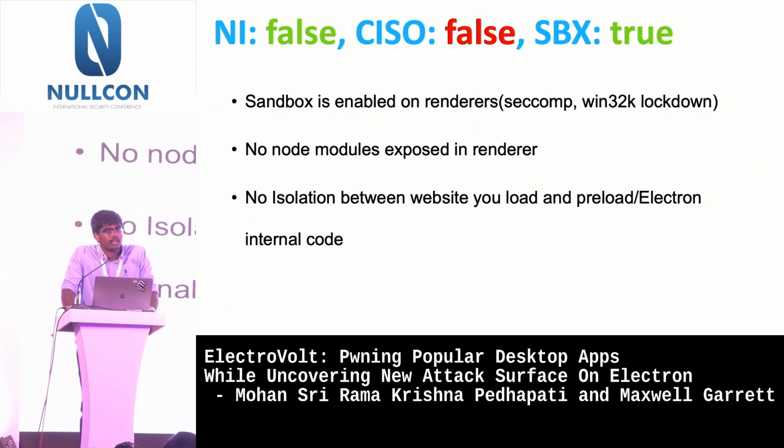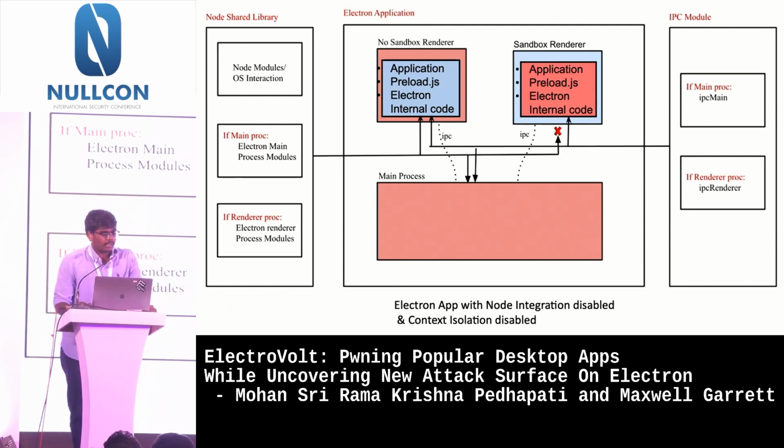So can we use that context-isolation-disabled window and leak Electron internal modules such as IPC? And using that IPC, even though our renderer process is sandboxed, can we make the main process do bad stuff for us? Let's see. This is where we are in the architecture. The whole application JavaScript context, preload JavaScript, and Electron internal code all run in a single V8 JavaScript context, which means we can mess up Electron internal code and leak IPC modules and other modules from the renderer process.